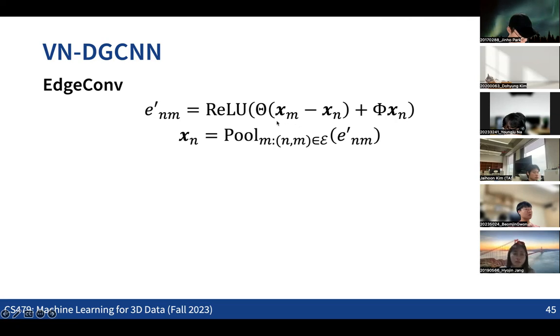So when you have adjacent points in this 3D space, we are taking some kind of directional vector from one point to the other using the neural network, and also processing the coordinates of each of the points as well, using two small neural networks, and also pooling the edge information. So this was basically the edge convolution that we also discussed in the previous lectures.